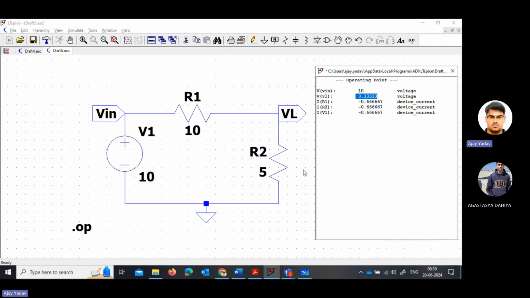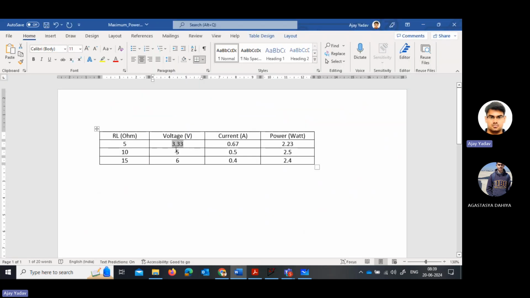Now the direction of current in this case is assumed negative, but it depends on the convention used, and you can use a positive sign here. So the current in this case will be 0.67. What is power? Power is voltage into current. So the corresponding power in watts will be 3.33 into 0.67. When you multiply these two terms, you will get 2.23 watts.